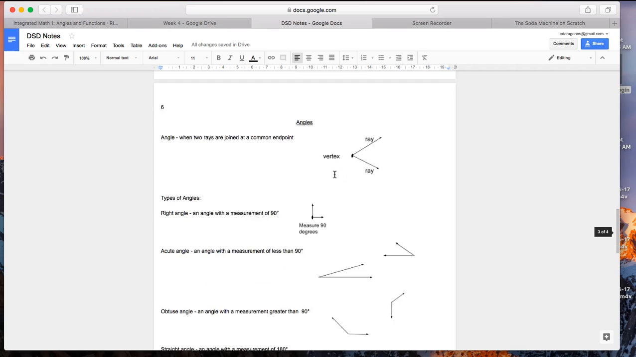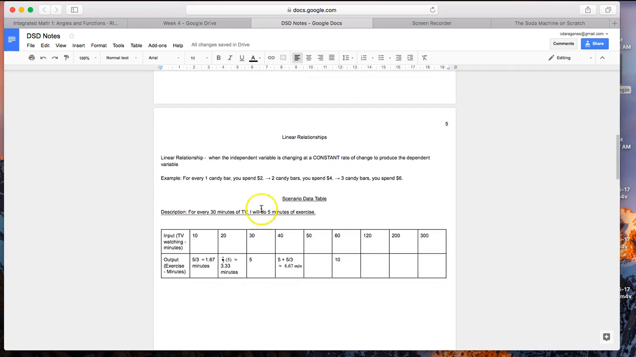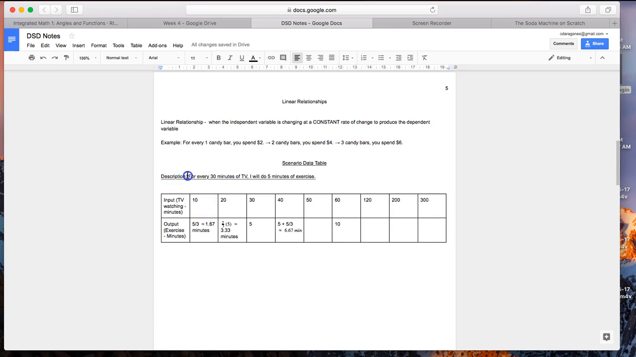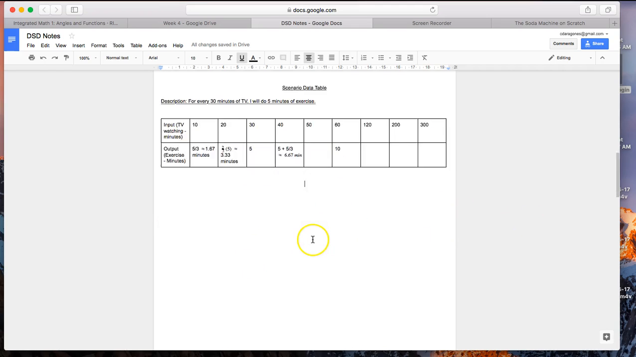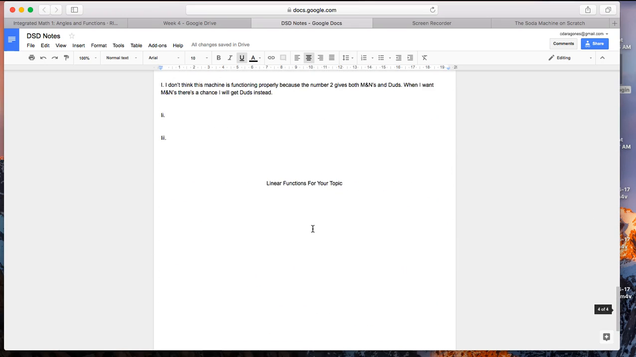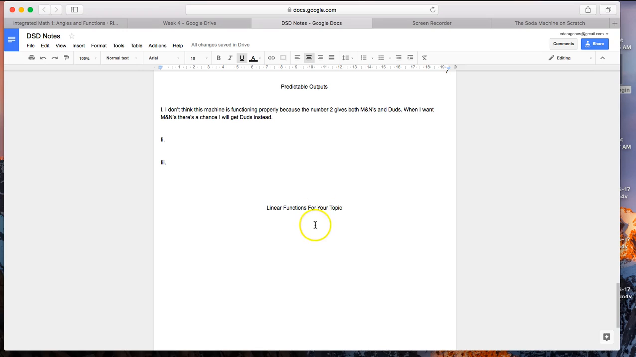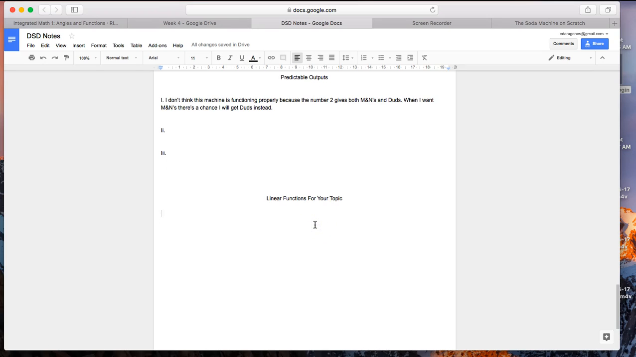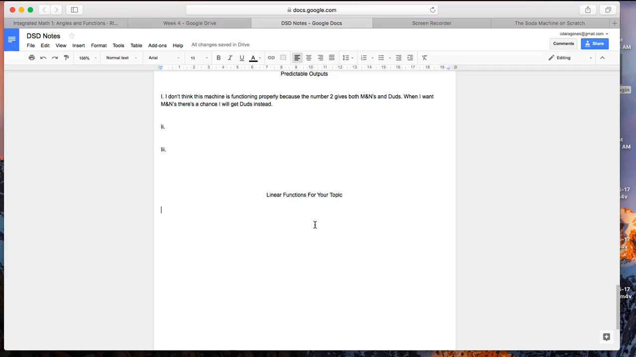Okay, so my linear relationship last week was for every 30 minutes of TV, I will do 5 minutes of exercise. And I wrote a table of my data and I graphed my data as well. So I would like for you to go ahead and create a function for yours. So a function has an input. Remember, a function is a relationship for which every input has one unique output.